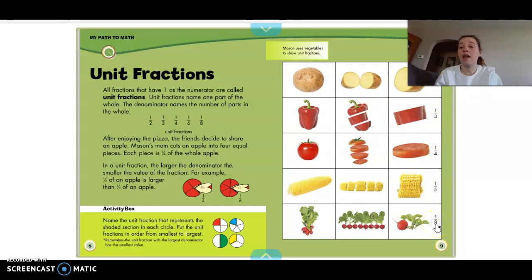So if you have 3 friends that are going to share a cookie, but 2 more friends came over, you're going to get a smaller piece of your cookie because now we have to cut it into 5 pieces instead of just 3. So the larger the denominator, the smaller the pieces, the smaller the value of the fraction.